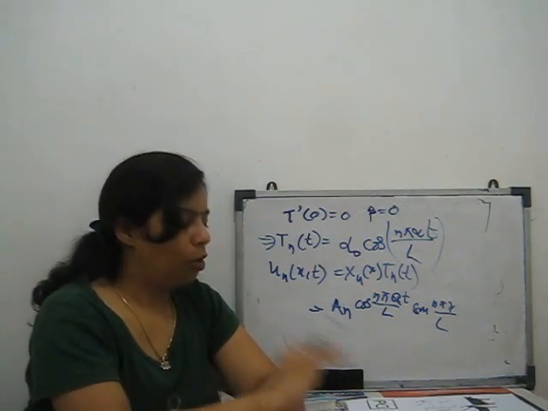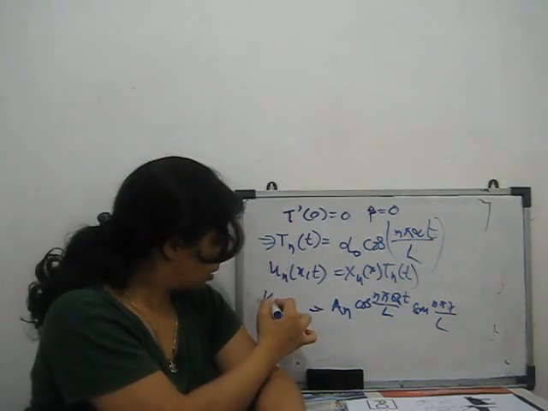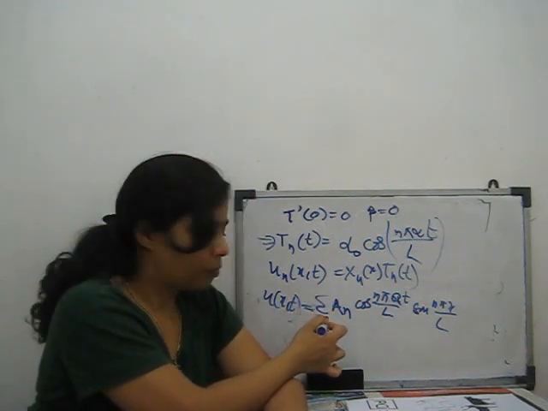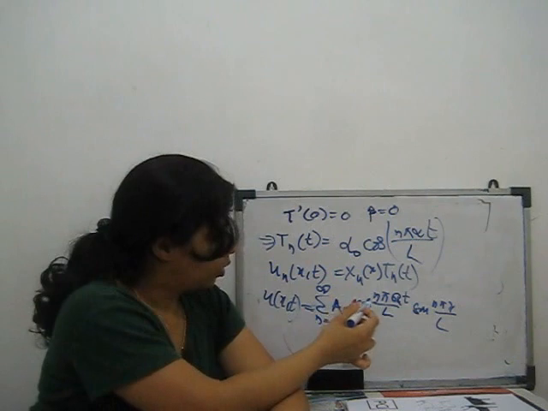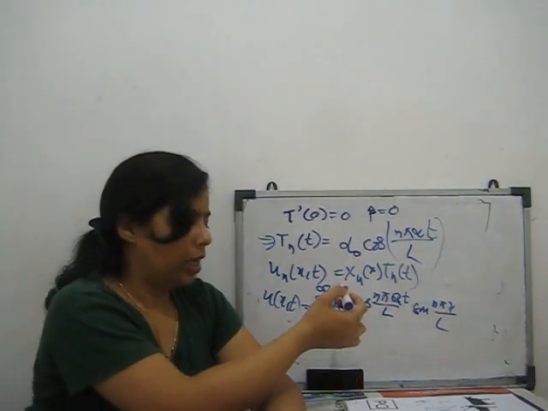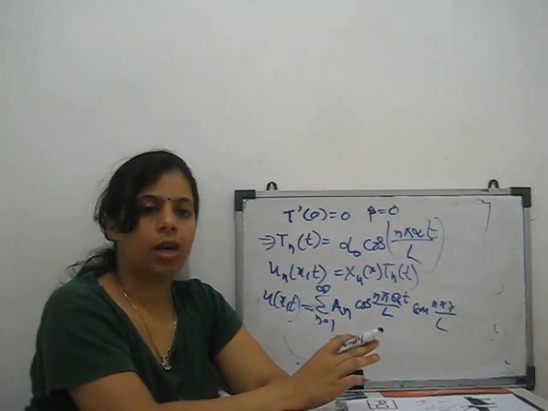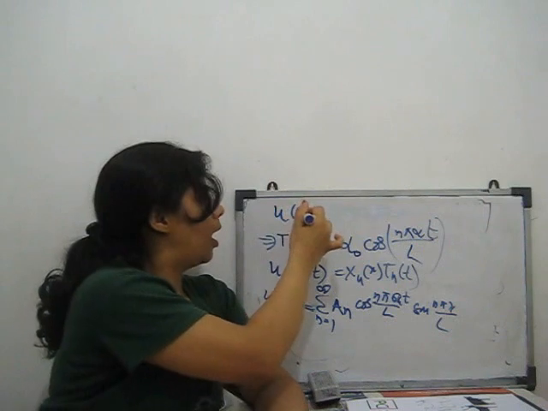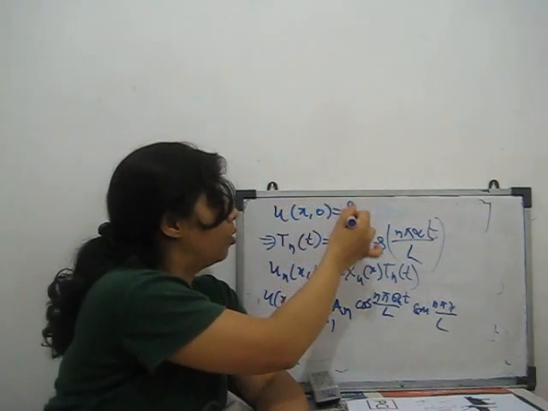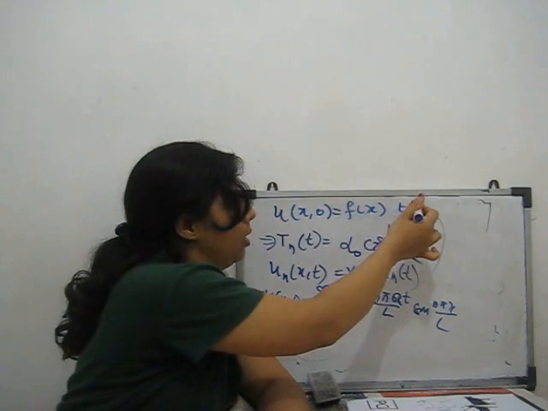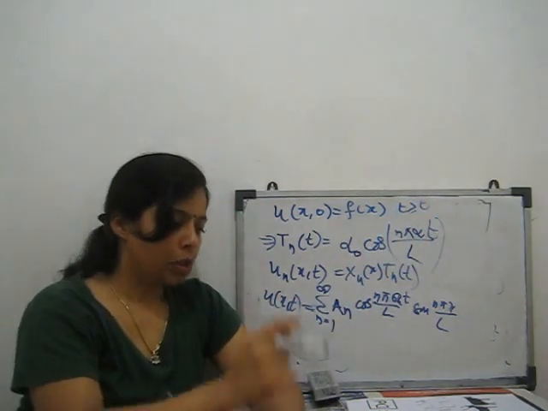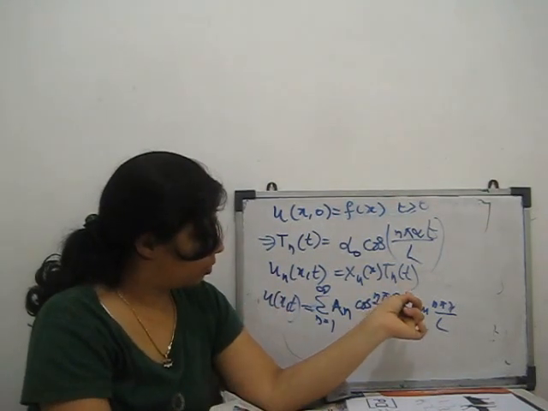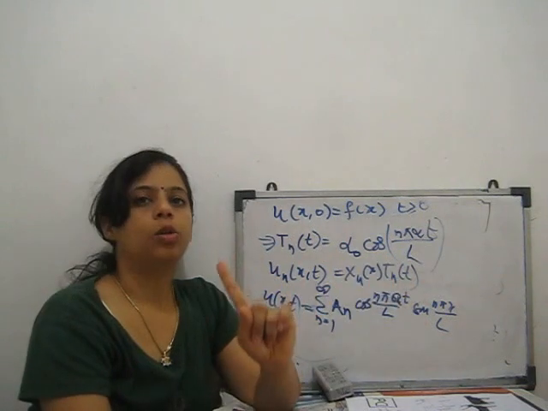We combine the constant. Now for the general solution we can say u(x,t) is equal to summation n going from 1 to infinity of this term. Now we can see our function. What is our last equation? The last boundary condition is u(x,0) equal to f(x) for t greater than 0. Clear? So this is our condition when we apply t equal to 0. So t equal to 0, cos 0 equal to 1.